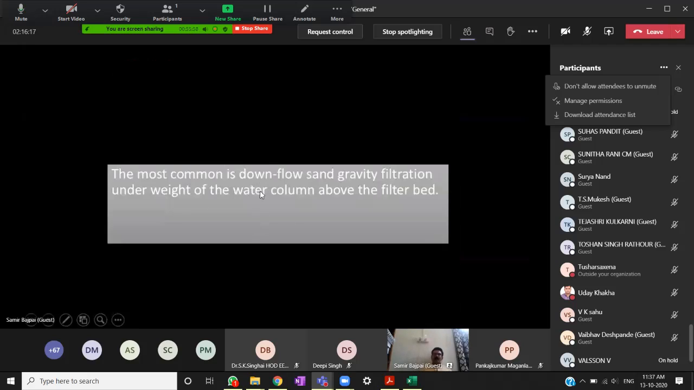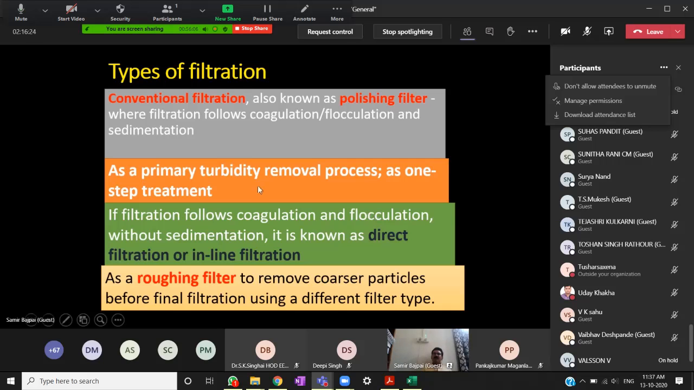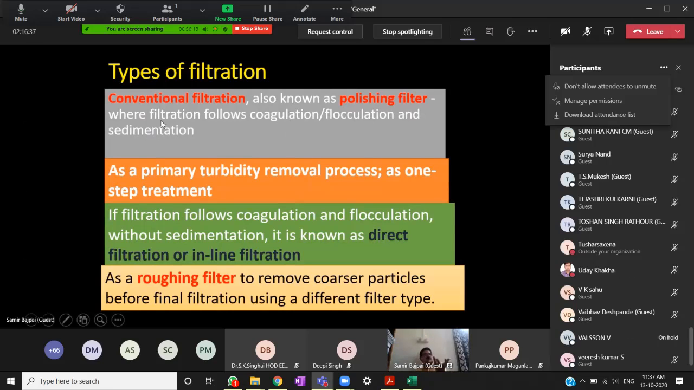So the most common filter used for water treatment is downflow sand gravity filtration under the weight of the water column above the filter bed. Conventional filtration is known as polishing treatment, where you go for aeration, coagulation, flocculation, sedimentation, and filtration. So this is conventional filtration. Sometimes filtration can be used as a one-step treatment, particularly in case of groundwater. You have water which does not have a lot of solids, so you straightway go for filtration, which is known as direct filtration. So you do filtration and disinfection and supply.